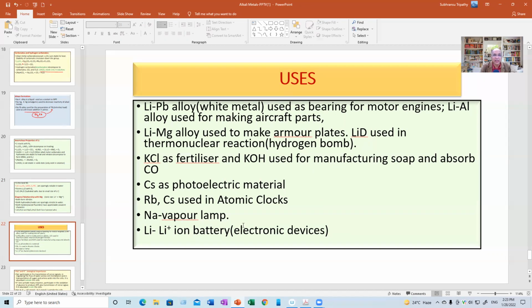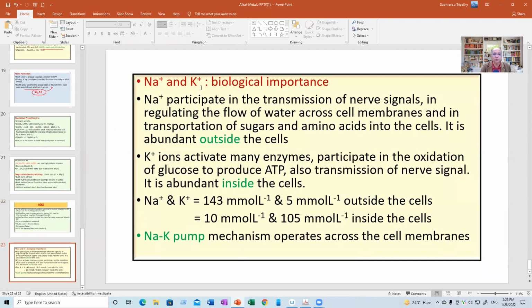Sodium vapor lamp giving you yellow light. Lithium ion batteries are the most popular rechargeable batteries in electronic devices. And sodium, potassium, they have large biological importance. Although I'm not a master in this field, I can't authoritatively tell you about their real functions. But as a lay student of chemistry, we know that sodium and potassium ions are present both inside and outside all our cells. Sodium ion is responsible for transmission of nerve signals, regulating the flow of water across the cell membranes, and in transportation of sugars and amino acids into the cell.